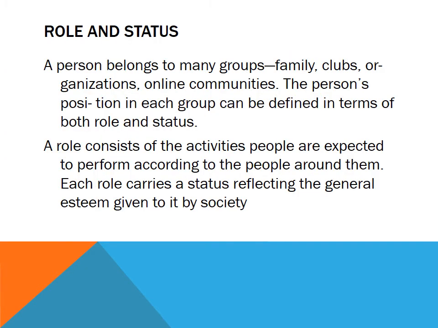And then role and status. A person belongs to many groups, whether one family group, or clubs, organizations, and online communities. The person's position in each can be defined in terms of both role and status. A role consists of activities people are expected to perform according to the people around them. Each role carries a status reflecting the general esteem given to it by society.